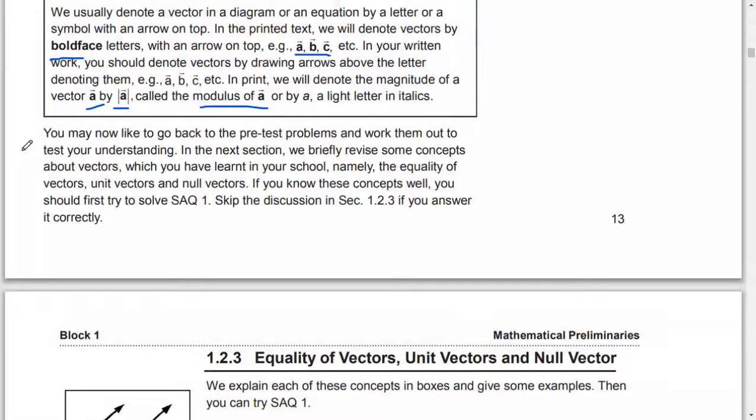You may now like to go back to the pretest problems and work them out to test your understanding. In the next section, we briefly revise some concepts about vectors, which you have learned in your school, namely the equality of vectors, unit vectors, and null vectors. If you know these concepts well, you should first try to solve SAQ1. Skip the discussion in this section if your answer is correct.